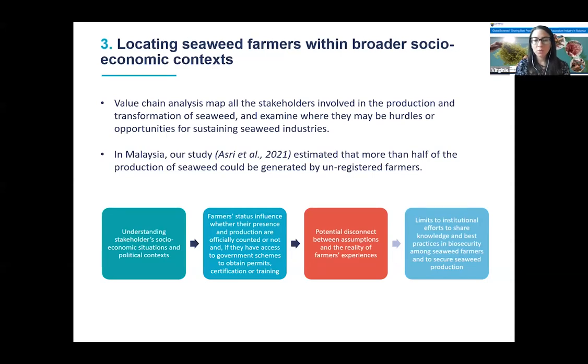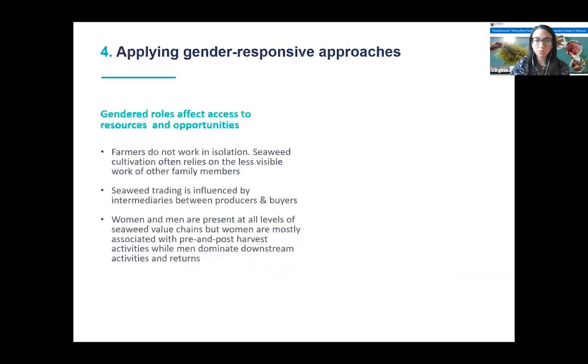What we found in Malaysia was a potential disconnect between the assumptions and the reality of farmers' experiences, because we needed more nuanced understanding of who the farmers are and what challenges they face. And this could potentially limit institutional efforts to share knowledge and best practice in biosecurity, as emphasized by our colleague, Dr. Cecilia Combe, among seaweed farmers, but also between seaweed farmers and the other stakeholders that they are trading with. And this overall would contribute to secure seaweed production if we better address those hurdles.